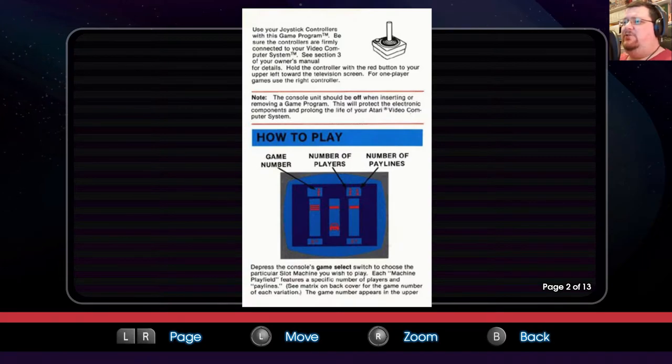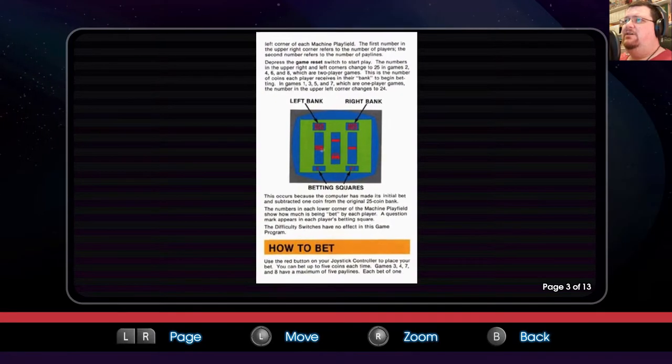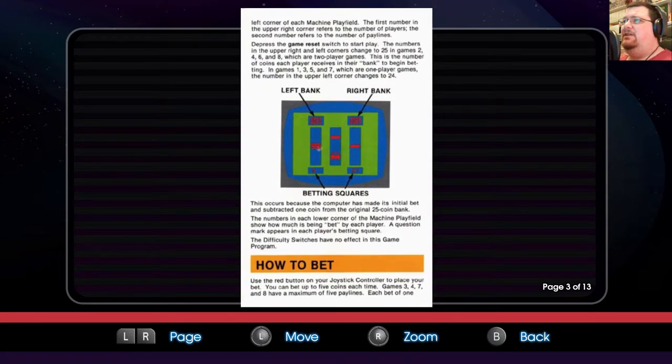Each machine playfield features a specific number of players and playlines. The game number appears in the upper left corner of each machine playfield. The first number in the upper right corner refers to the number of players. The second number refers to the number of playlines. Depress the game reset switch to start play. The numbers in the upper right and left corners change to 25.